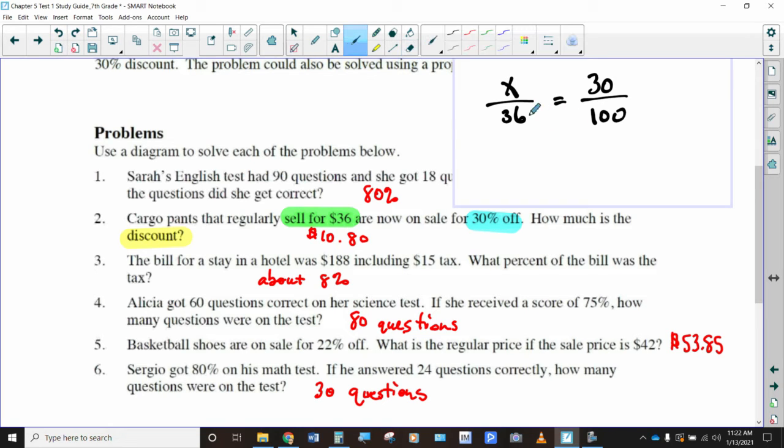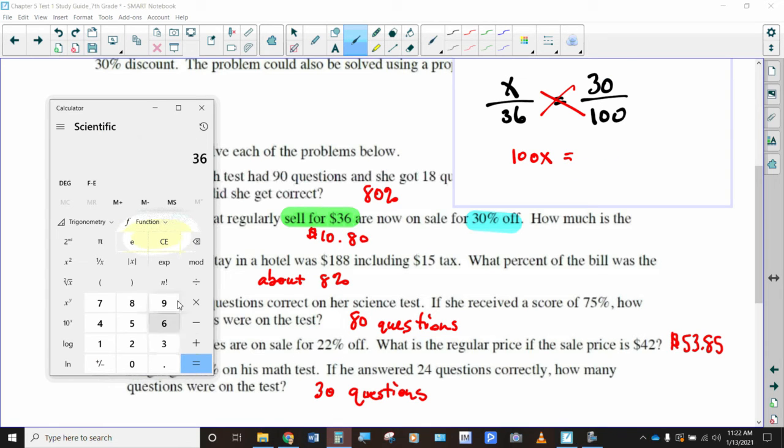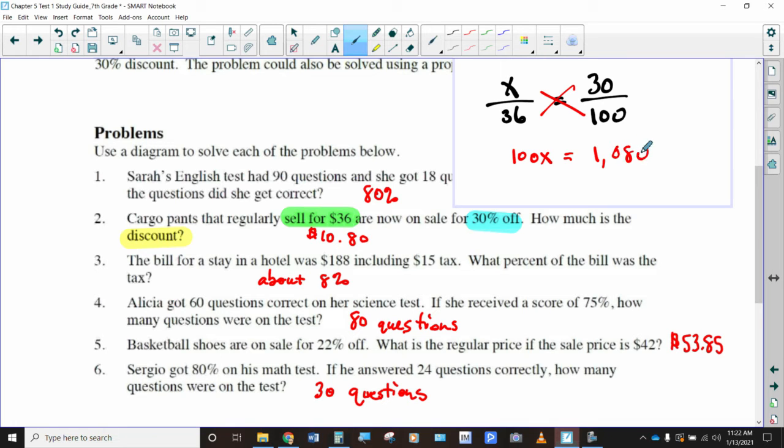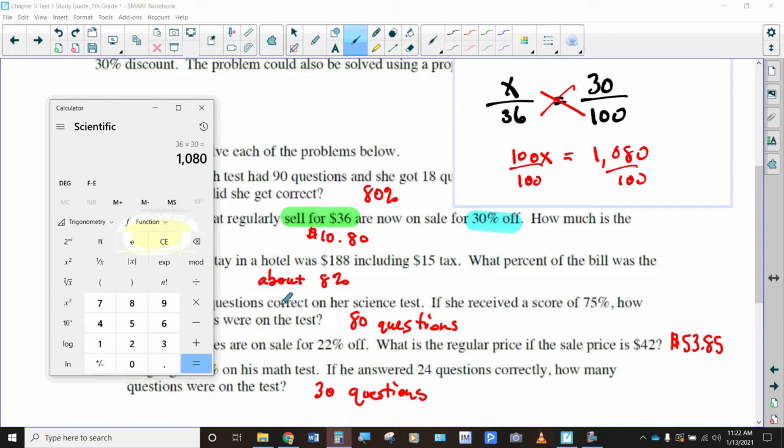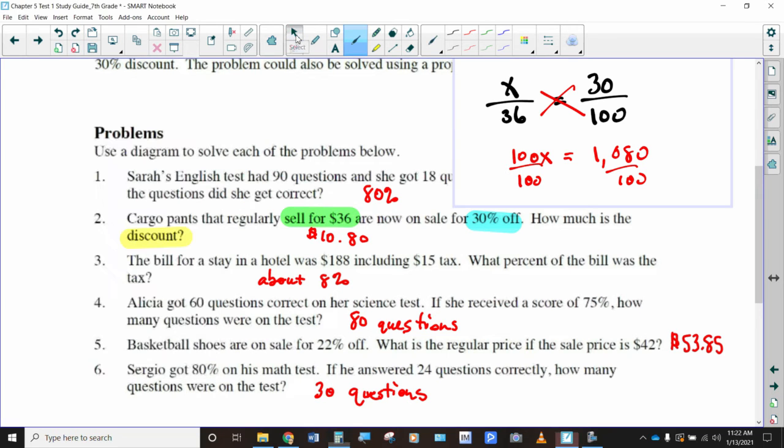Okay, if you just want to go straight with the original proportion that we have, it's totally okay to do that. You end up getting 100 times x is equal to 36 times 30. Let's see what we get for 36 times 30 gives you 1,080. And so now when you divide both sides by 100, 1,080 divided by 100 gives you your answer of 10.8. So once again, $10.80.